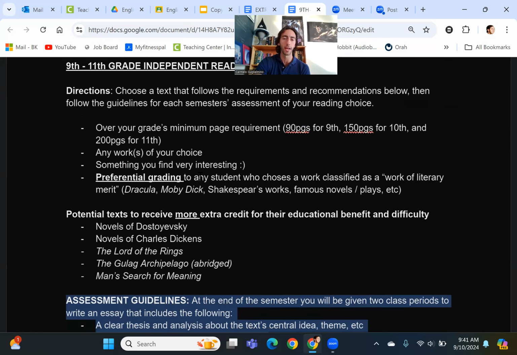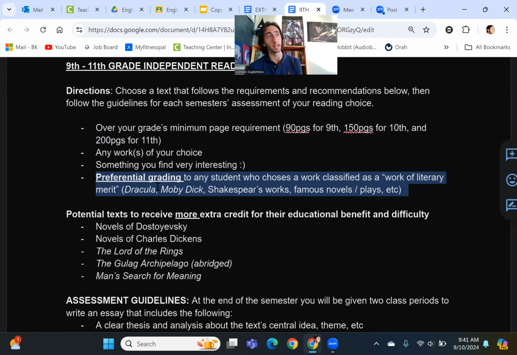Now, last thing about this is that, yes, there is the opportunity for preferential grading. What does that mean? That means I will look at your assignments and I will grade you on a bit of an upward curve if you choose to read something that is quote unquote a work of literary merit. Now, what does that mean? That usually means something considered a famous piece of literature from before the past 20 years, okay? So like 1990 and before, like Dracula, Shakespeare, the Lord of the Rings, all this kind of stuff, even Harry Potter, for example. These more famous pieces of literature, I will give you a higher grade if you read those.